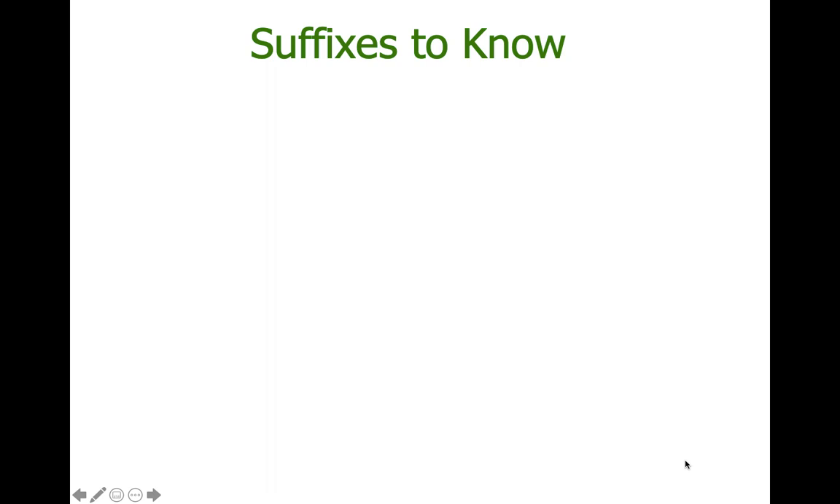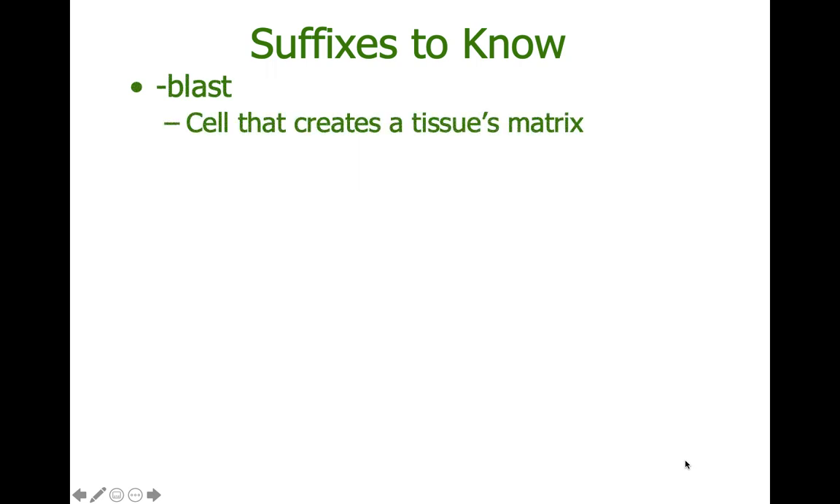As I said, we're going to have this slide about suffixes to know, and here we are. The suffix blast refers to a cell that creates a tissue's matrix. And again, remember, matrix is the material, not cellular. It's made by the cell and it surrounds the cell. It's all of that other stuff. If you think of the areolar tissue, you had cells, but you also had those fibers. The fibers are part of the matrix. The cells are not. The cells are what produce that matrix. An osteoblast is going to be a cell that's responsible for producing the matrix of a bone.